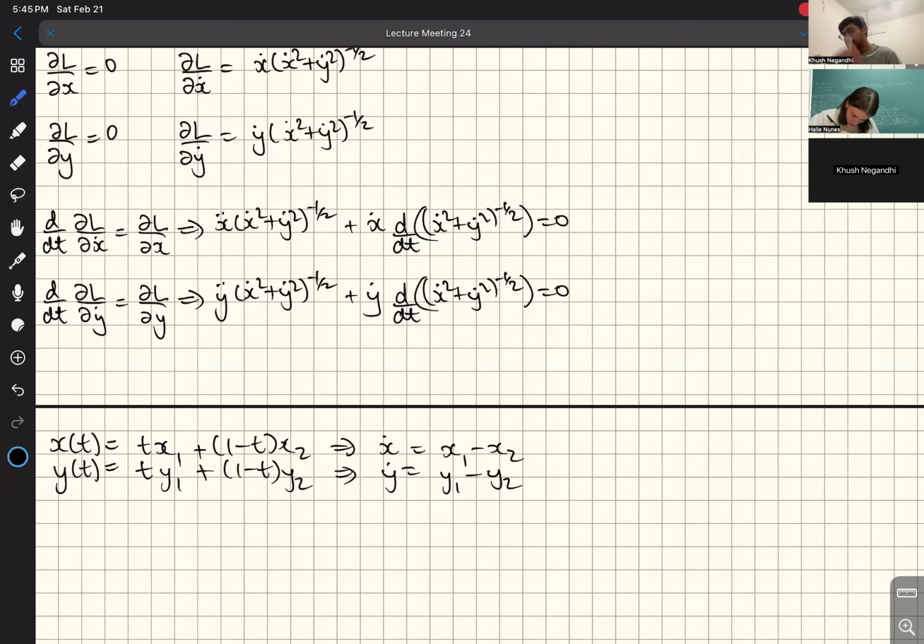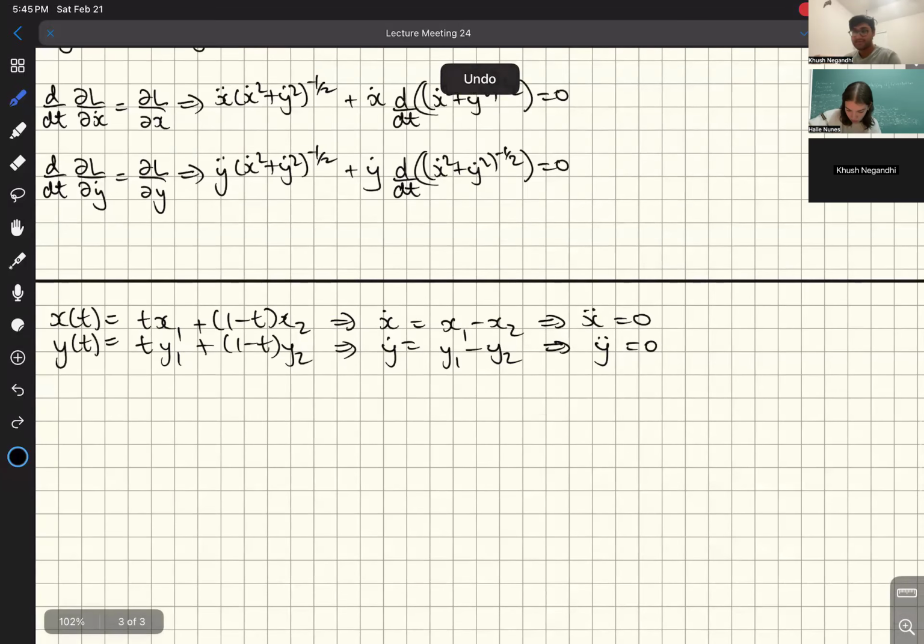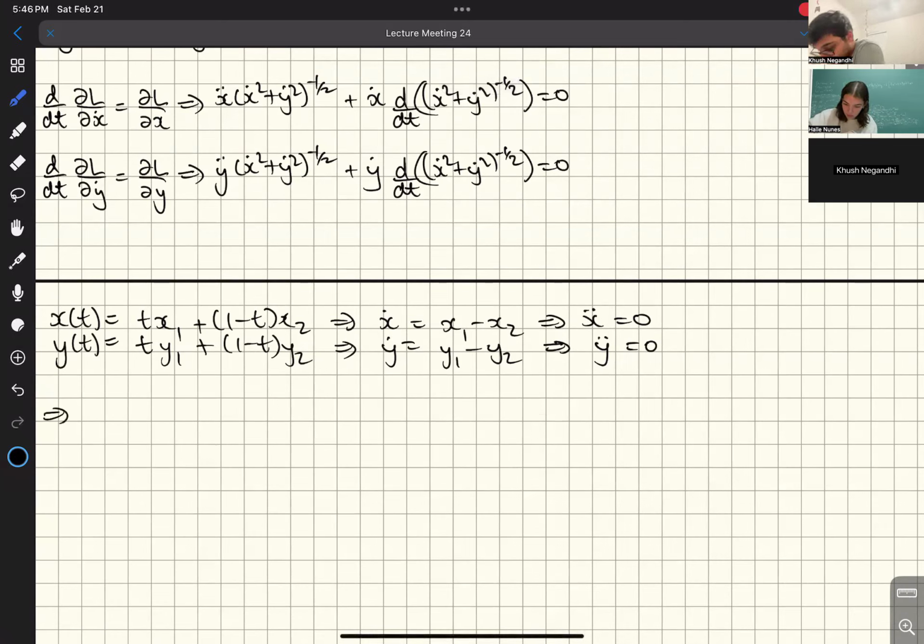Since that's the case, it's Lipschitz in that domain, which tells me that x double dot is equal to 0 and y double dot is equal to 0. Moreover, the squares of x dot and y dot are constant. Hence their sum is constant, hence their square root is constant, which means that this term is also just 0. So this satisfies the Euler-Lagrange equations.